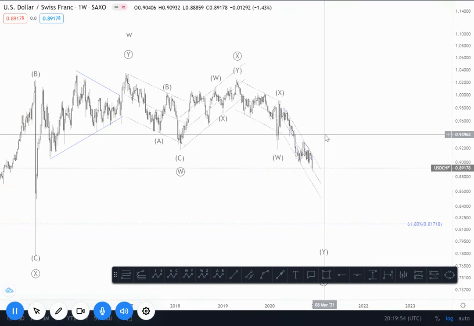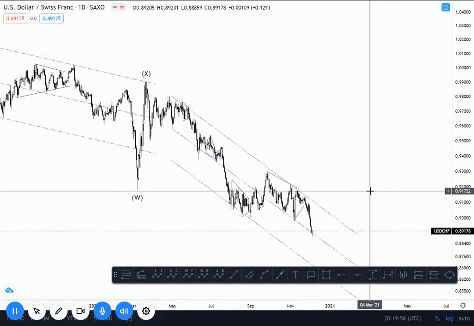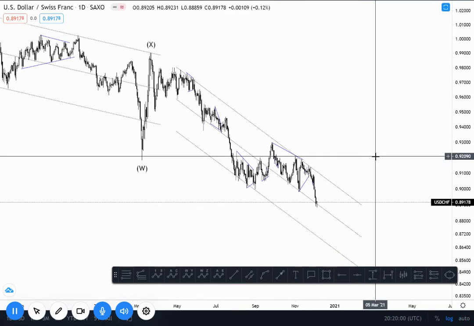So now, if we go into the daily time frame, you can see how simplified the wave gets, because now it produces an impulse wave, right? A very, very clear impulse wave, right?